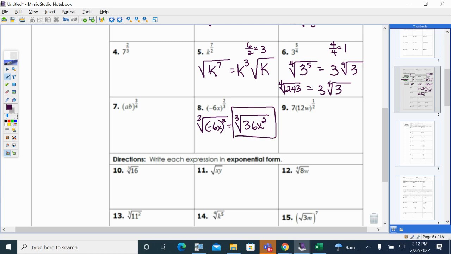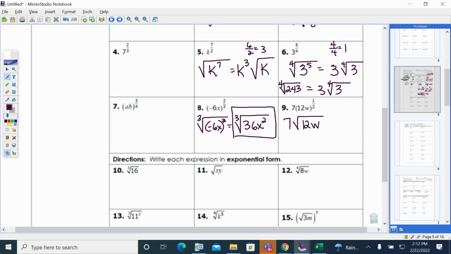I want to look at number 9 real quick because this one looks a little different. We have 7 times 12w to the 1/2 power. So you have to ask yourself what's being raised to the 1/2 power. The 7 is not being raised to the 1/2 power. So the 7 is actually a coefficient on the radical. So that's what that would look like.